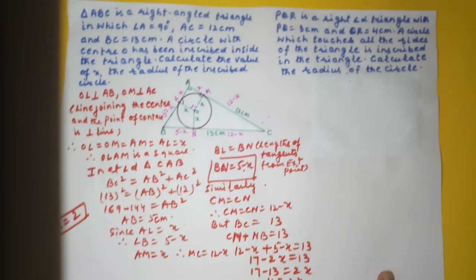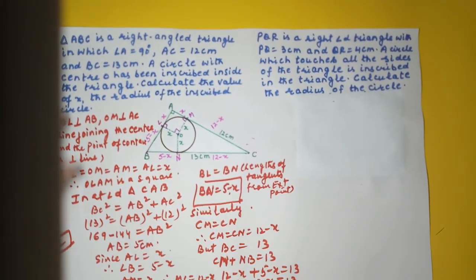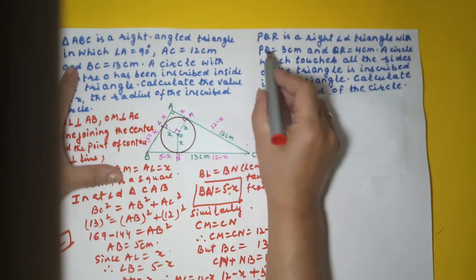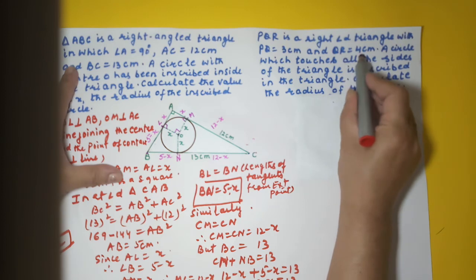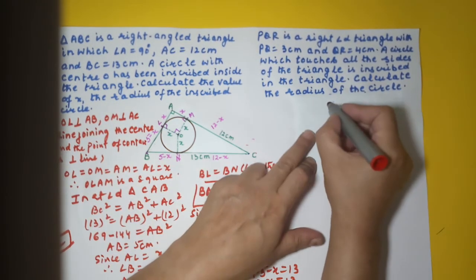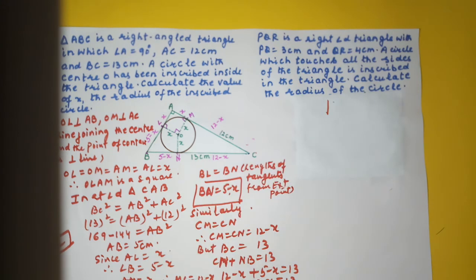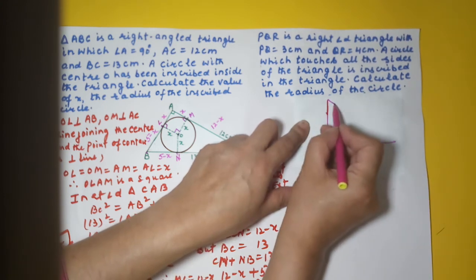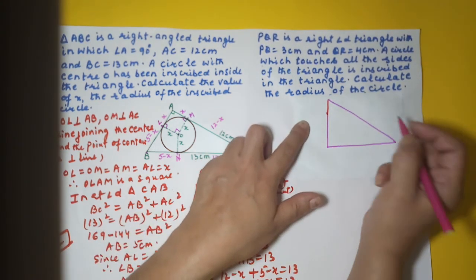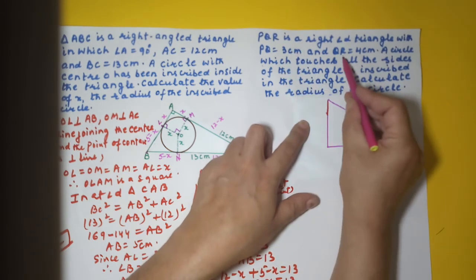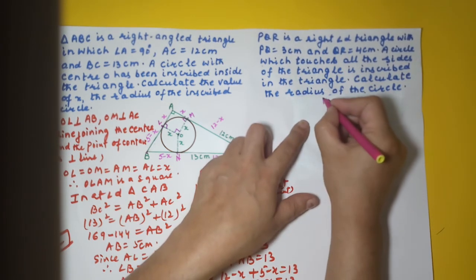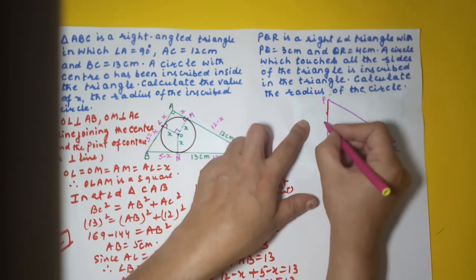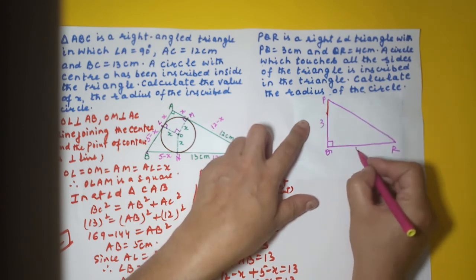Clear? Now, next question. In the next question, he is saying that PQR is a right angle triangle with PQ as 3 centimeter and QR as 4 centimeter. Okay. So, let's draw this figure. We have a right angle triangle. This is P, Q and R. This is right angled at this. PQ is 3, QR is 4.